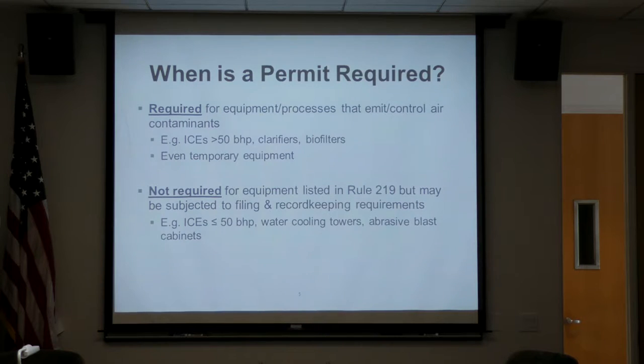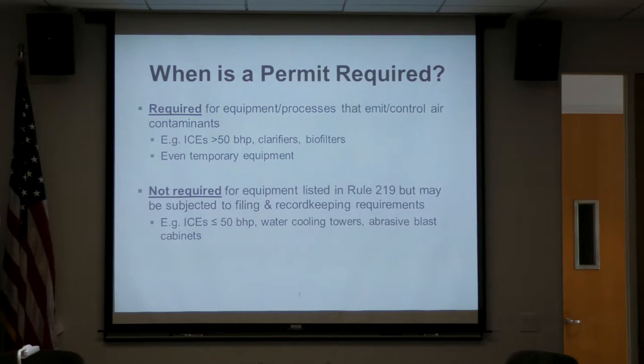So a permit is required for equipment and processes that emit or control air contaminants. These are generally large internal combustion engines greater than 50 brake horsepower. It could even be for processes such as a wastewater treatment process, or controls such as biofilters and scrubbers.